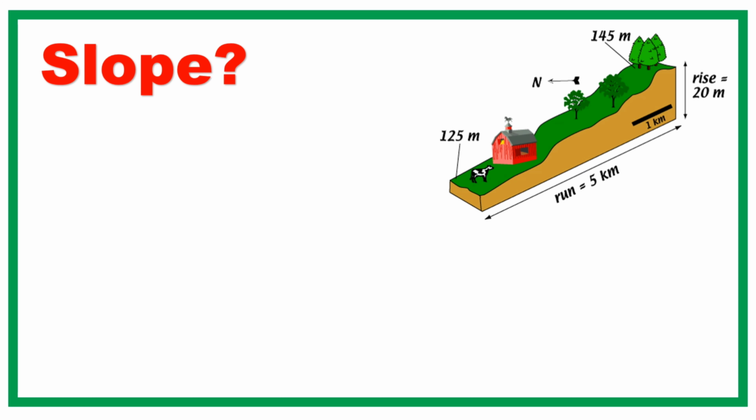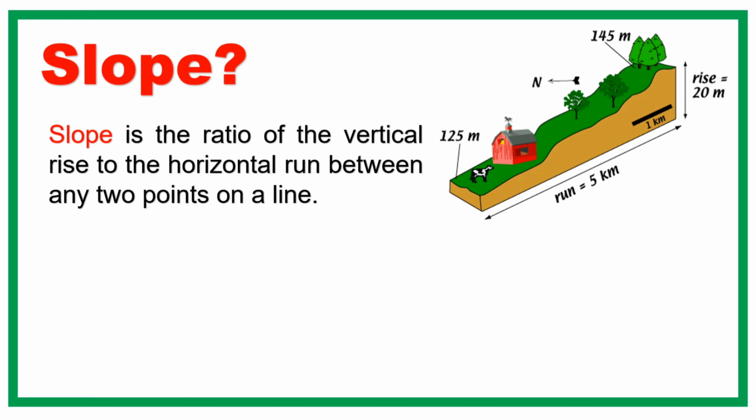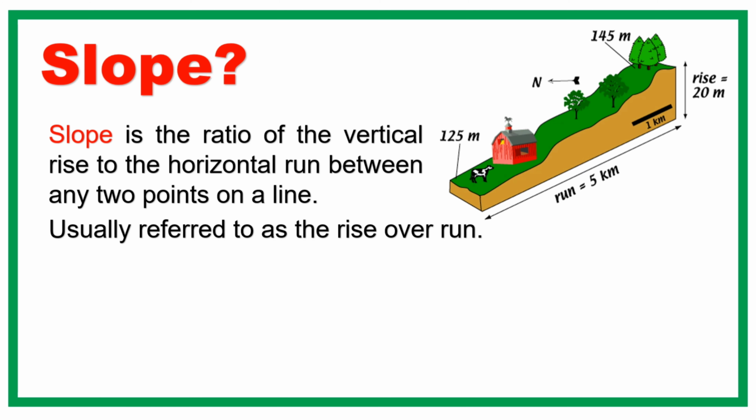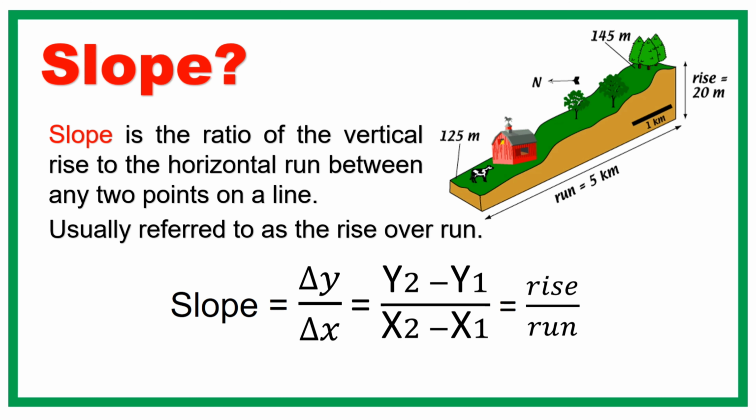What is a slope? Here is a picture of a slope. Slope is the ratio of the vertical rise to the horizontal run between any 2 points on a line, usually referred to as the rise over run. Here is the formula for slope.